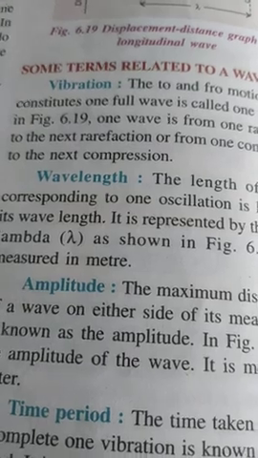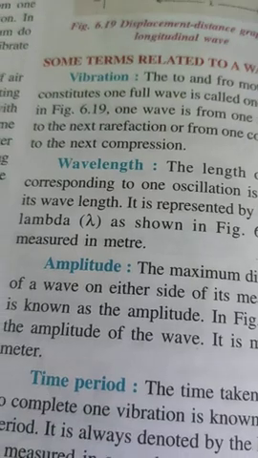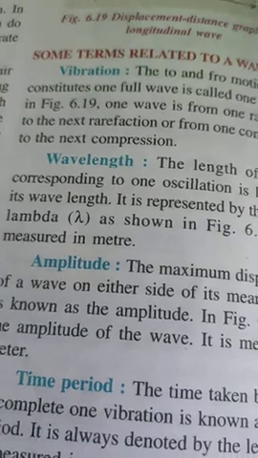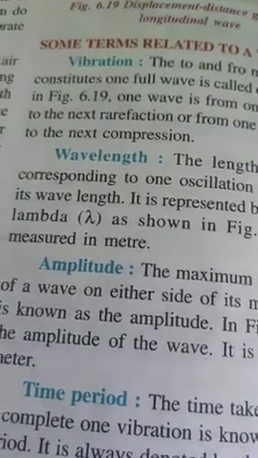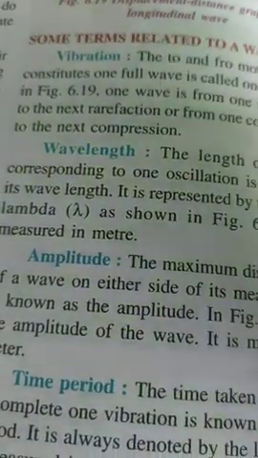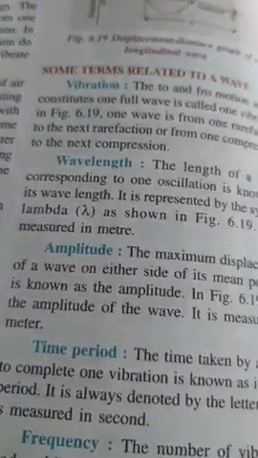What is audible range, children? Audible range means we have read that all vibrations cause sound, right? But the human ear cannot hear sounds of all frequencies. We can hear sound of frequencies in the range from 20 Hertz to 20,000 Hertz. Hertz, Hz, is the unit of frequency.